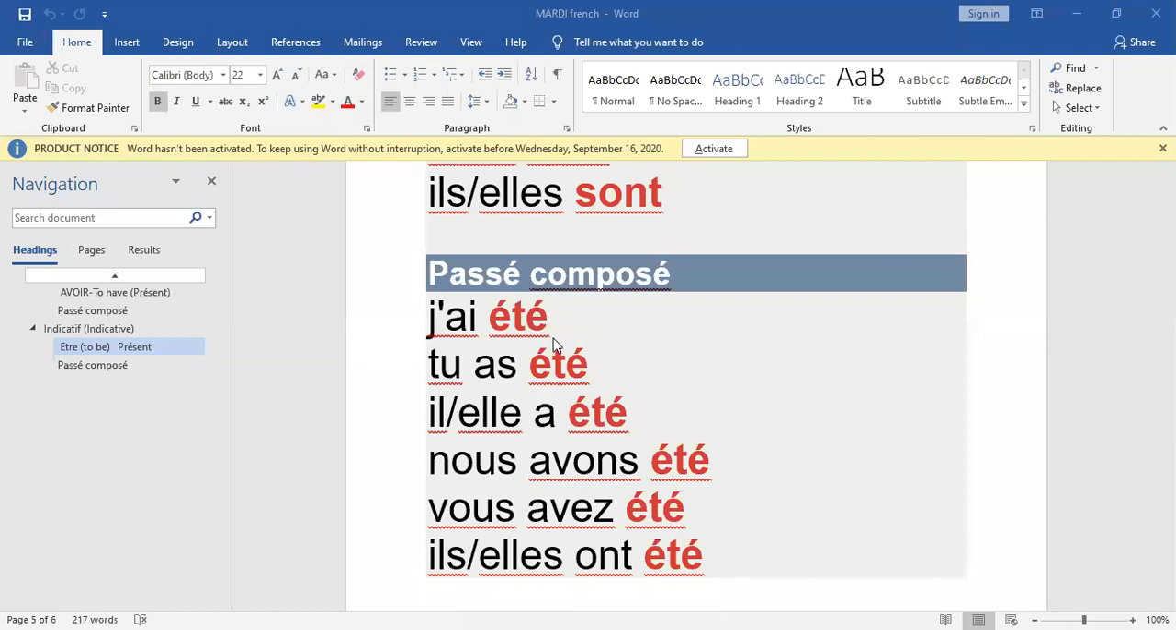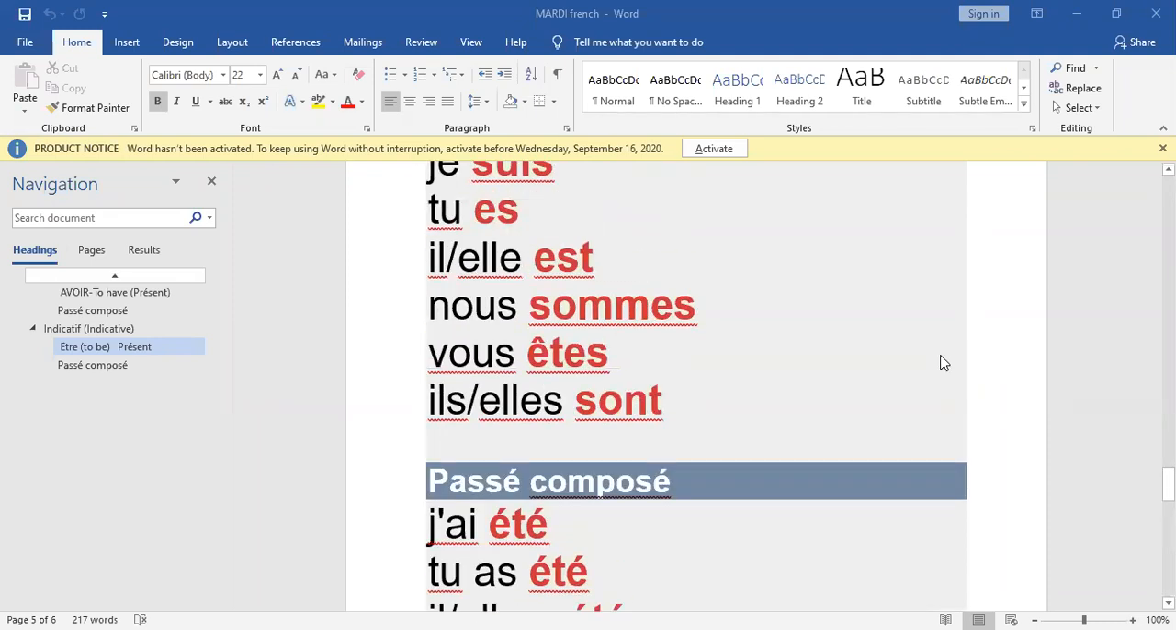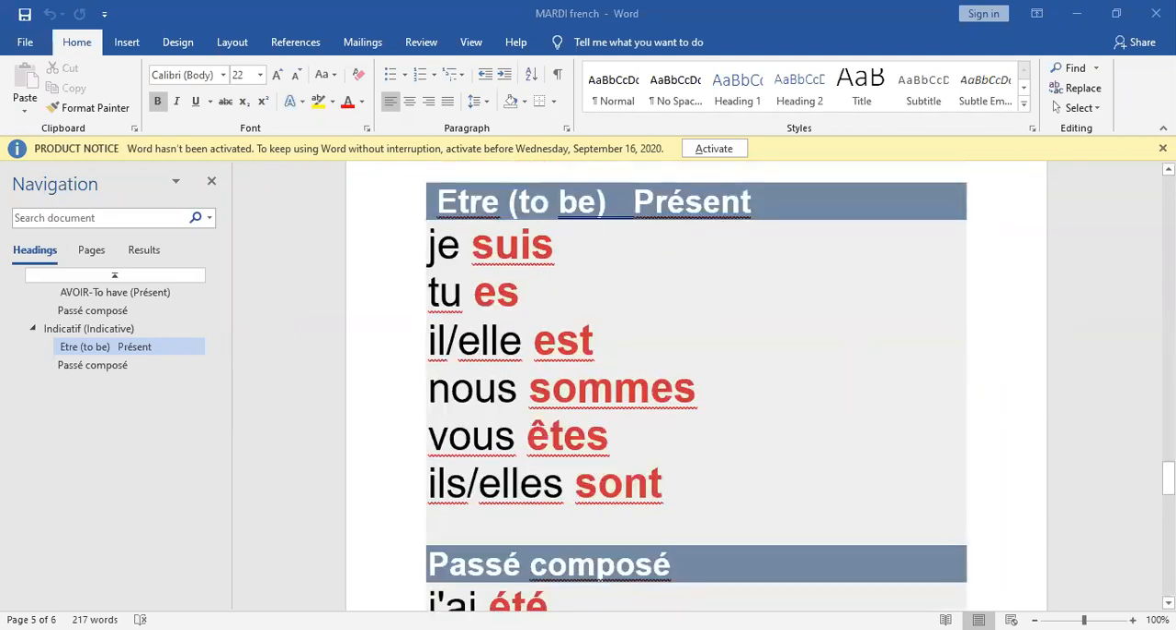Bon. Ici, on y va. J'ai été, tu as été. Il, elle a été. Nous avons été. Vous avez été. Ils ont été. Elles ont été. This is our être conjugated into the past tense, passé composé.